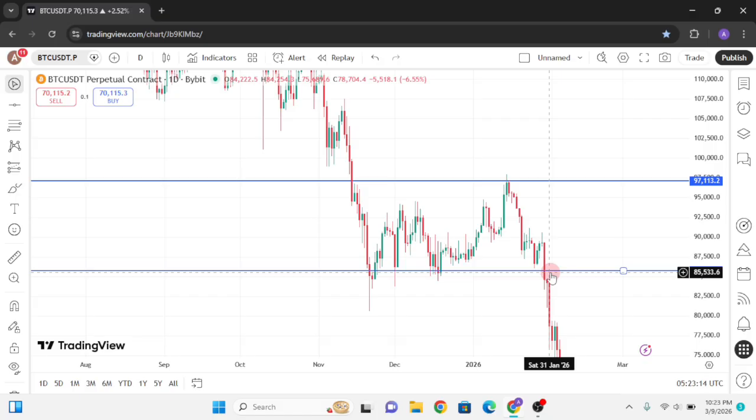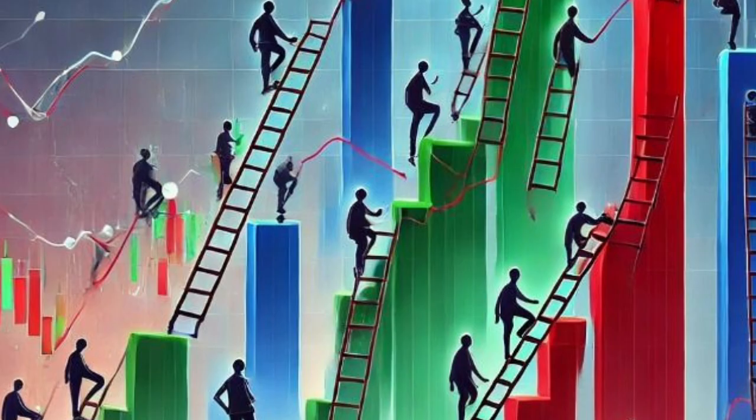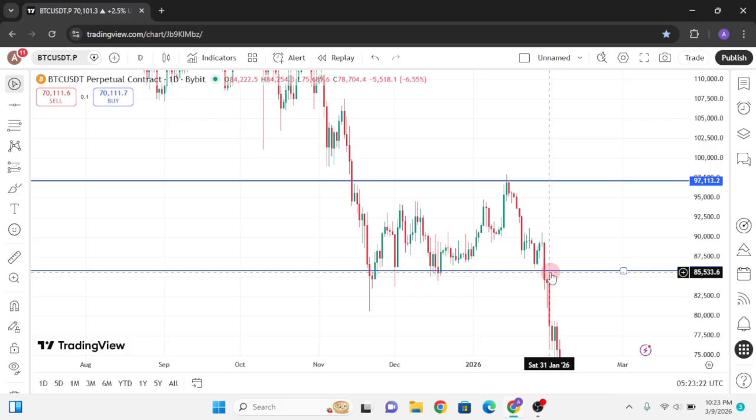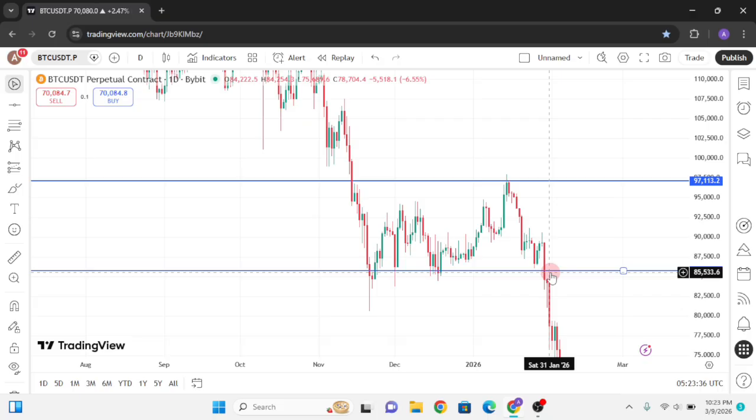Now, the third concept I want to teach you today is trend identification. This is understanding whether the market is moving up or moving down. This is critical, because one of the most powerful rules in trading is trade with the trend, not against it. Beginners consistently lose money trying to fight the trend, buying into a clear downtrend because it looks cheap, selling into a clear uptrend because it looks expensive.